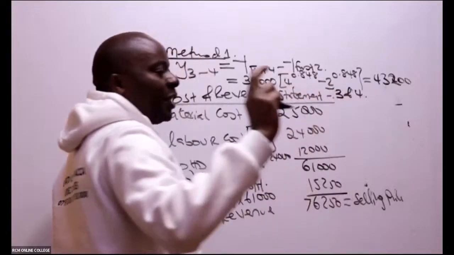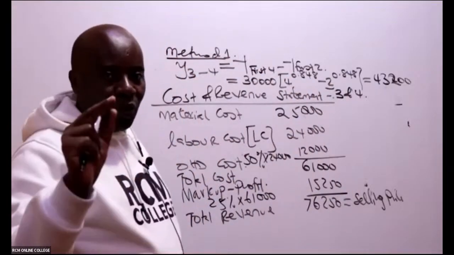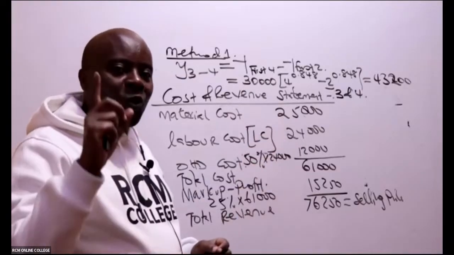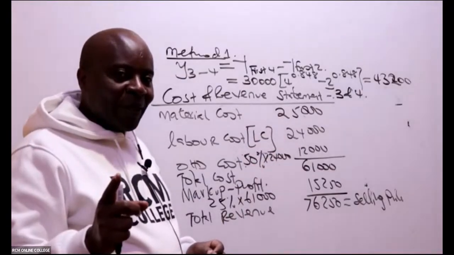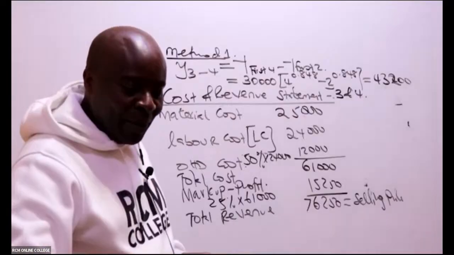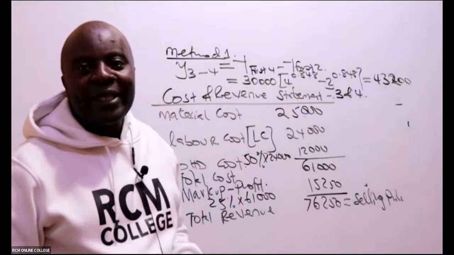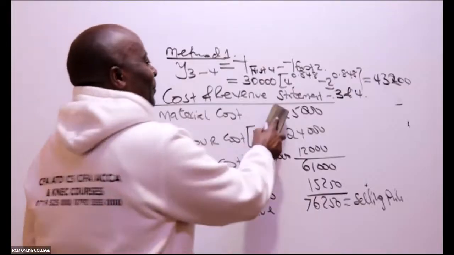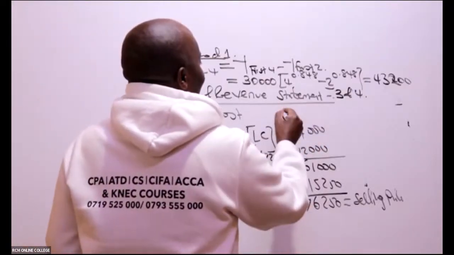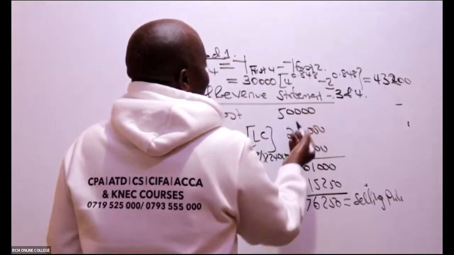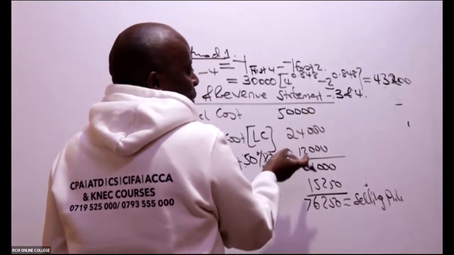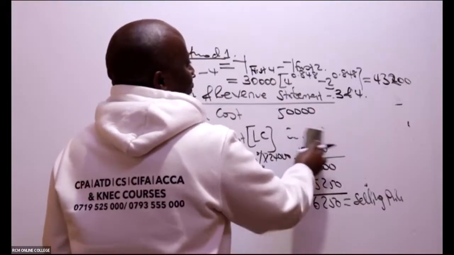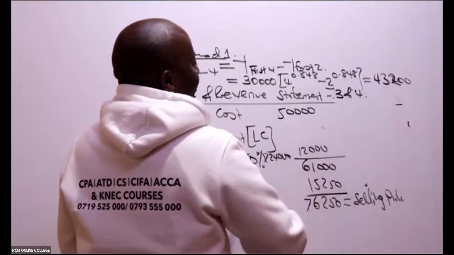Now, how many machines are we accounting for at the same time? 2 of them. So remember, material cost of 25,000 was for only 1 machine. So material cost for 2 of them will be how much? Because there is no learning in terms of material. 50,000. Labor cost, don't tell me take this times 2. Labor cost is learning curve. So labor cost, we know it's learning curve, 43,200.